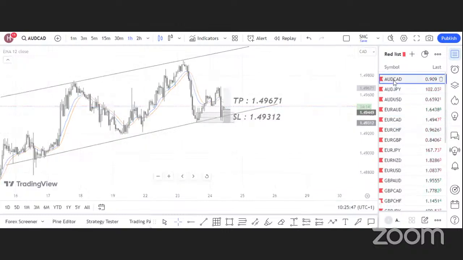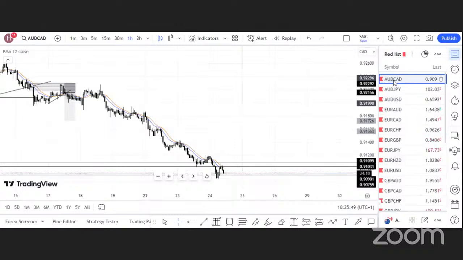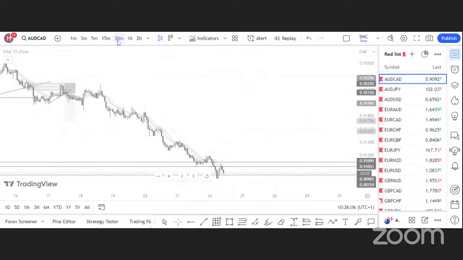Let's go to AUD CAD. So what do we have on AUD CAD? This looks like the market is going to continue to go down. It looks like this market will continue to sell.